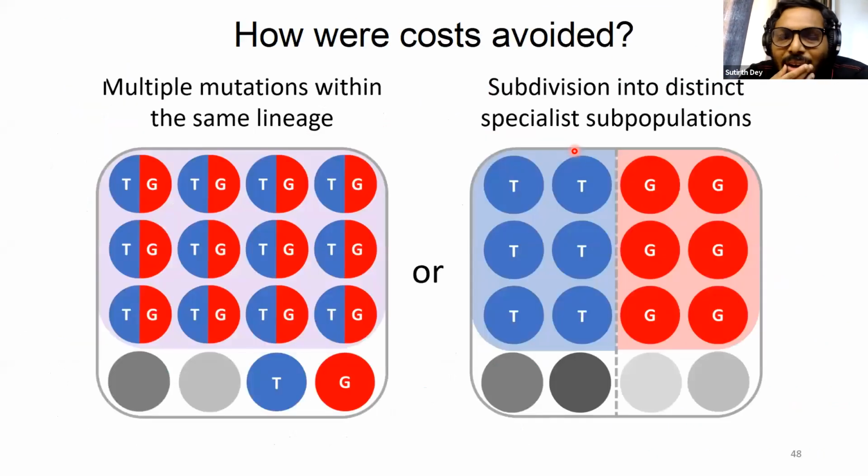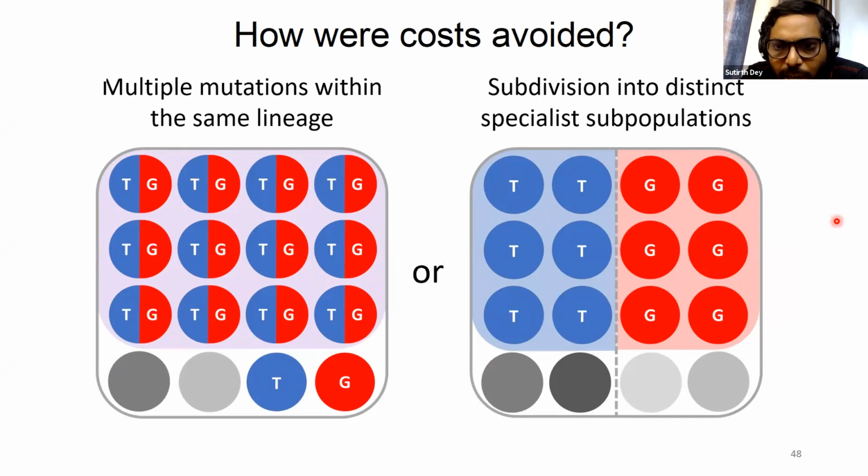Anyway, now the question is, what is the way in which the cost is getting avoided? Now, based on that mutation result that I just showed you, the argument that I'm trying to make is that probably the individuals have both T and G utilizing mutations. That's one possibility. But the other possibility also is that you have subdivision into specialist subpopulations. So some fraction of the population will utilize T, the other fraction will utilize G, and thereby they will be able to be together. Each one will be able to compensate for the other.